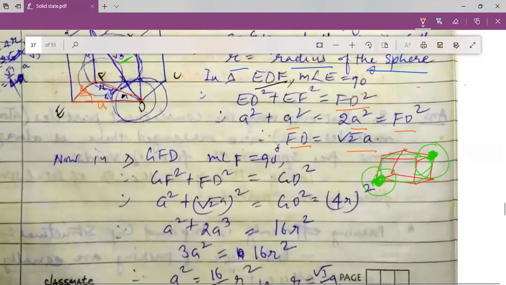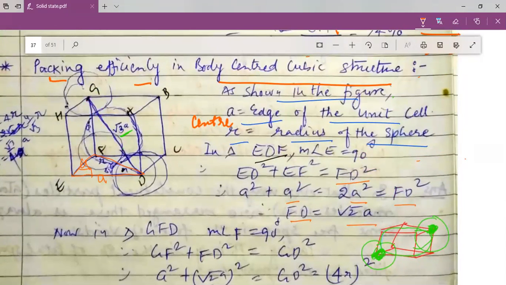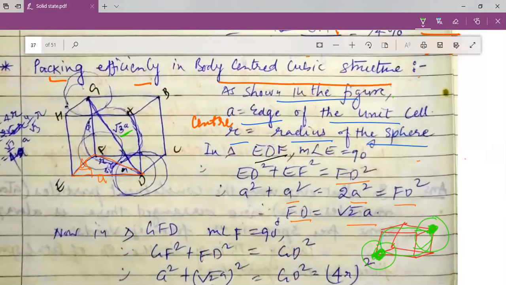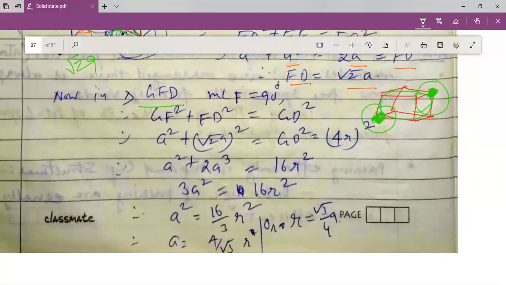Now, my dear students, we can move forward and understand another triangle. So now the next triangle that we want to study is triangle GFD. So this is G, this is F, and this is D. We are going to talk about this triangle GFD, my dear students. So in the triangle GFD, you can see this is A. This length we have already calculated as square root of 2A. So let us find out, my dear students, in triangle GFD, angle F is 90 degrees. So GF square plus FD square is equal to GD square. GF is equal to A, FD is equal to square root of 2A, square that is GD square.